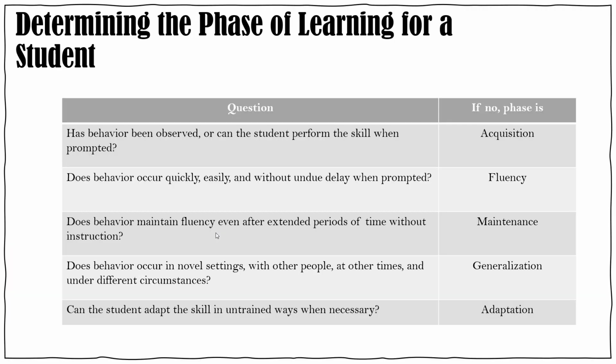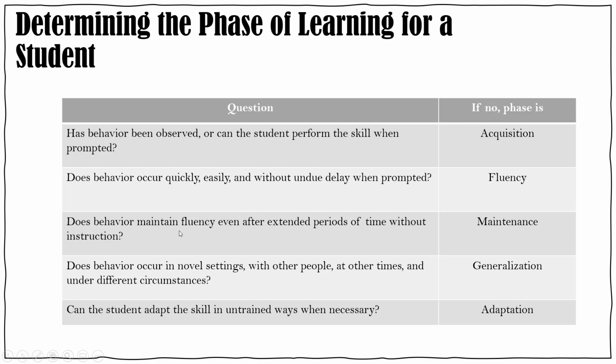And there are some really simple things that you guys can do, some questions you can ask yourself, some observations you can make to figure out what phase of learning your students are in. The first one: have you observed the kid doing the behavior, or can the kid perform the skill when prompted? If no, then they're still in the acquisition phase. If yes, then you want to ask yourself, does the behavior occur quickly, easily, and without any type of delay when the learner is prompted? If no, they're in fluency. If yes, then they've mastered fluency. You would go to the next question.